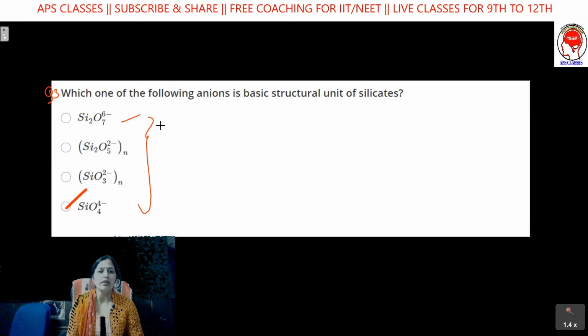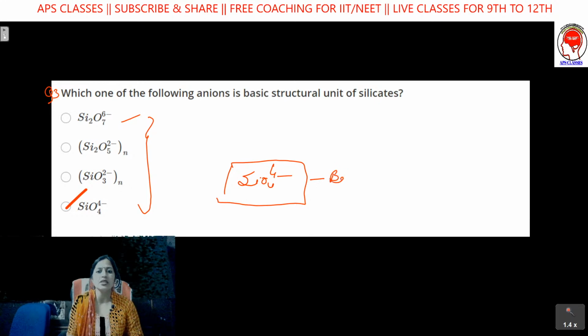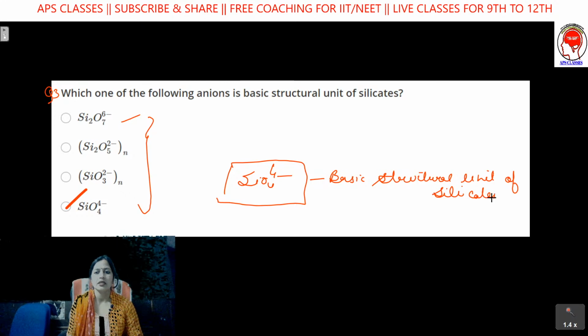Out of the following anions, the basic structural unit of silicates is SiO4 4 negative. This anion is the basic structural unit of silicates. So this is your question number 3.